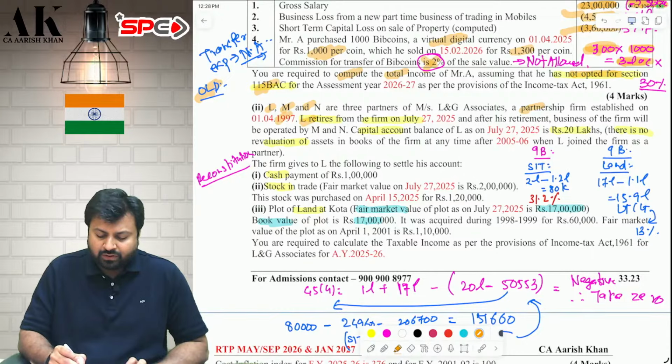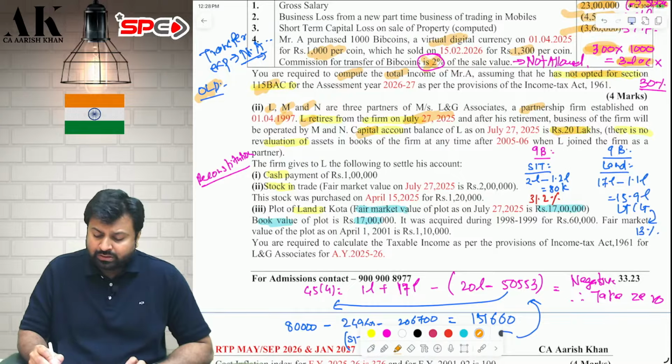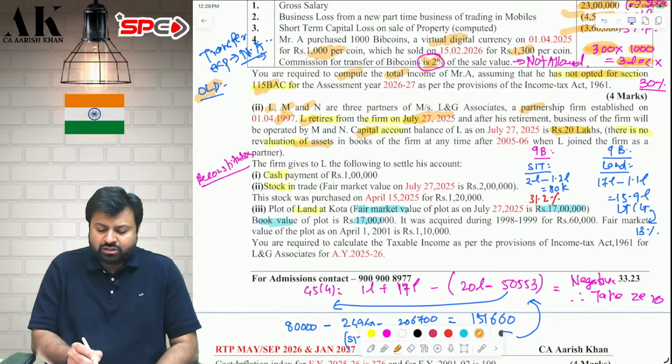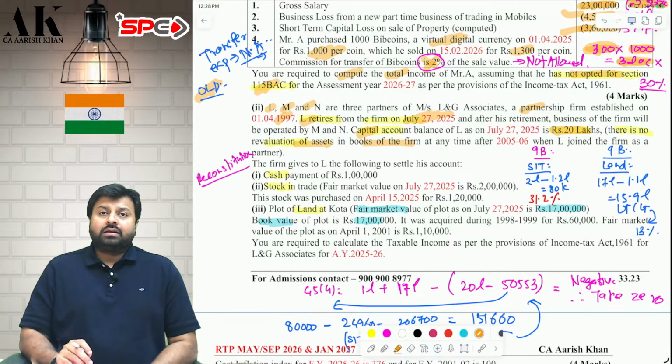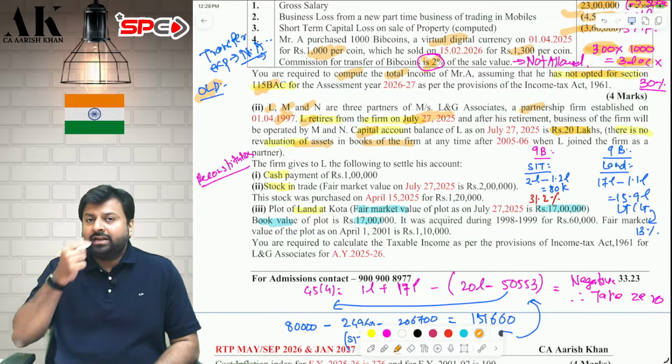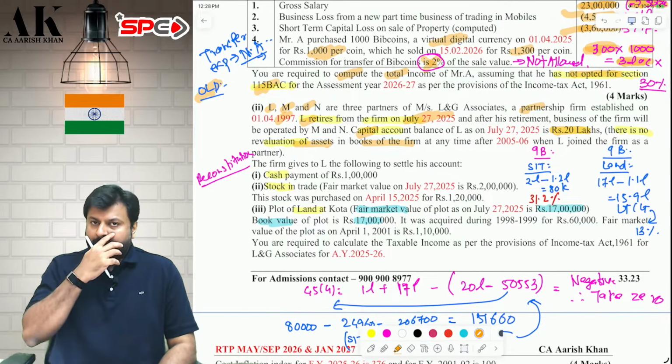Now L retires from the firm on 27th of July. The capital account of L shows a balance of 20 lakh rupees. There is no revaluation of assets in the books of accounts after 2005-6. So L is retiring, and if L is retiring from the firm, it will be called a reconstitution of the firm. And if there is a reconstitution of the firm, then 2 sections will apply. First, 9B will apply, and then 45.4 will apply.